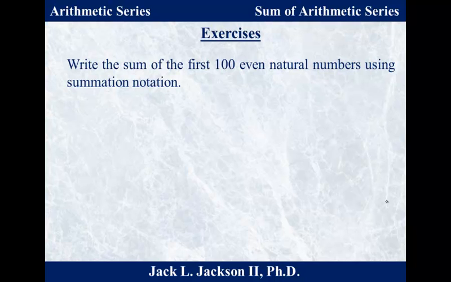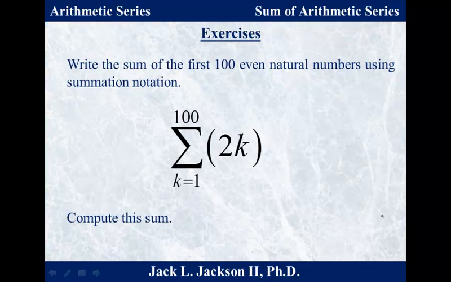Well, let's first answer this question here about putting this in summation notation. Well, there are 100 numbers, so we should be able to index that from k equals 1 to 100. And it's a sum, so we can use summation notation. And to make it an even number, it needs to be a multiple of 2, so 2 times k. So notice that this is 2 plus 4 plus 6 plus 8 plus 10, all the way up to 200, which is the 100th even number.